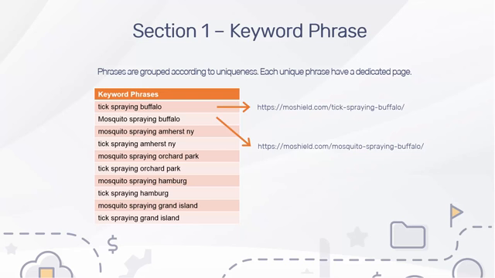SEO, search engine optimization, is the process of making a site relevant to search queries by Google. If somebody's looking for tick spraying and they're searching in Buffalo, then you want a page that is very relevant for that query to come up, and that Google will say, yeah, that page from that website is extremely relevant. So the first process is phrases are grouped according to uniqueness. Each unique phrase has dedicated pages.